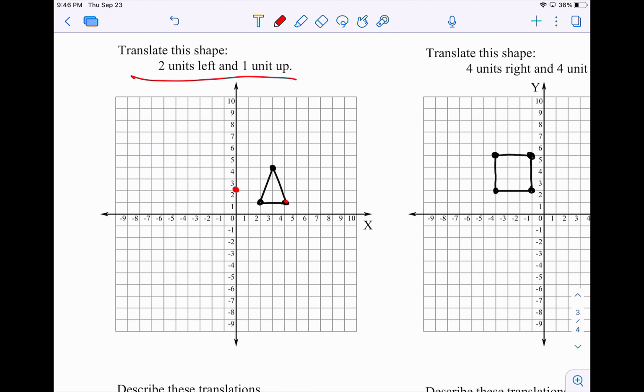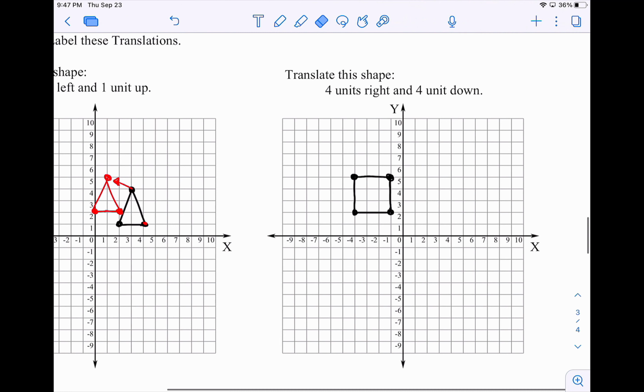Bottom one here, 2 to the left is here, up here. And then this one, 1, 2, and 1. We're going to be up here, and then we draw our new shape. Again, we have to put a translation arrow showing the original shape to the new shape.